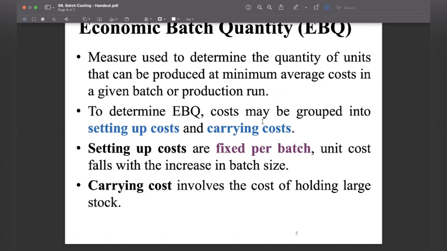So what do you mean by this? Economic batch quantity, a measure used to determine the quantity of units that can be produced at minimum average cost in a given batch or production run. That is why it's called economic, right? So now we are deciding the batch quantity, which means the quantity that can be produced at minimum average cost. Okay.